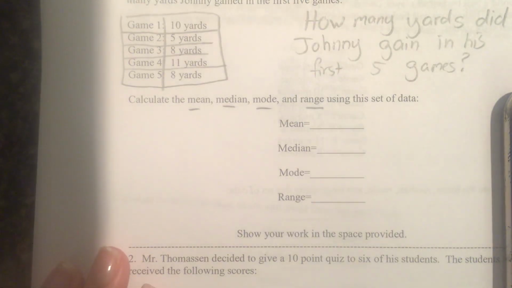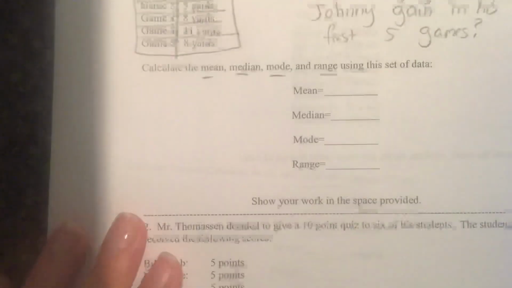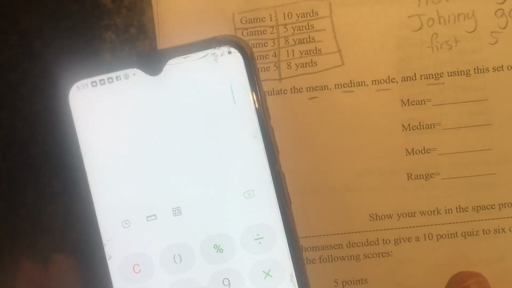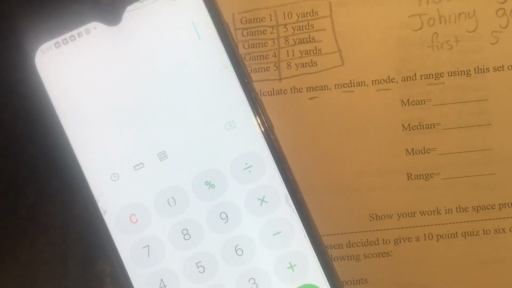Okay, so I'm going to use my calculator. I'm using my phone calculator today because I'm actually recording the video from home. So I don't have a little blue calculator with me. So we're going to find this mean. So calculate with me, please.